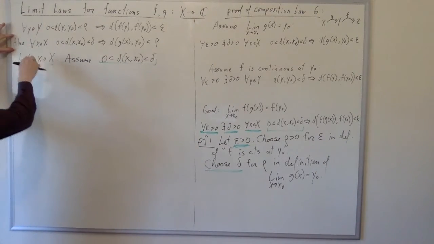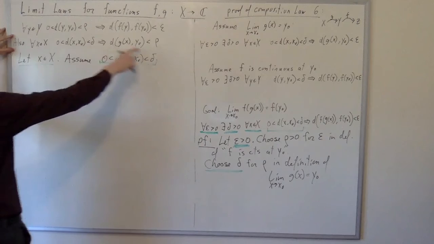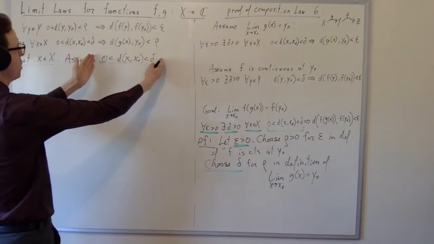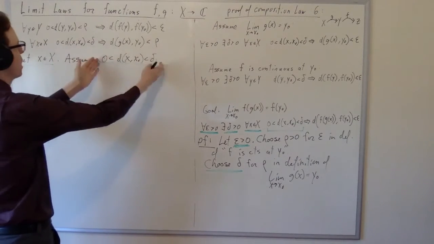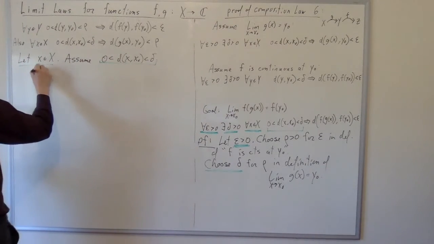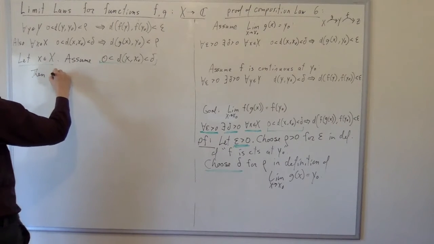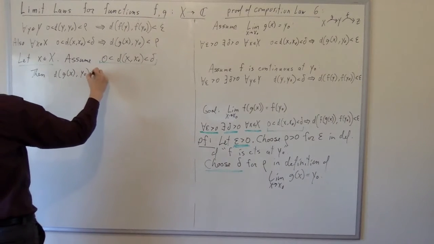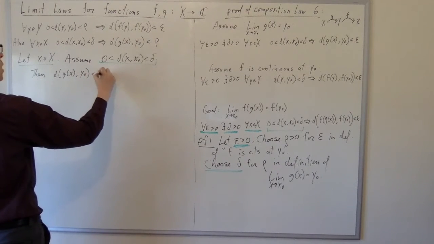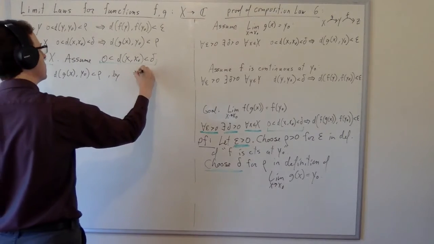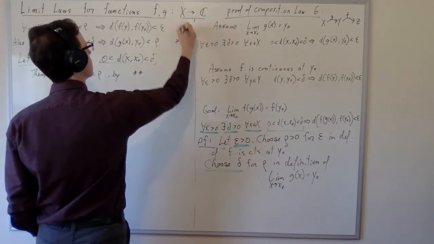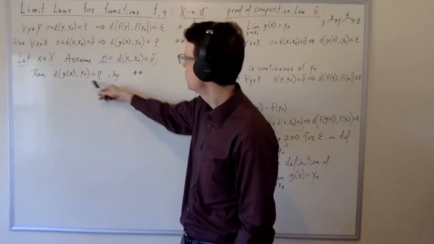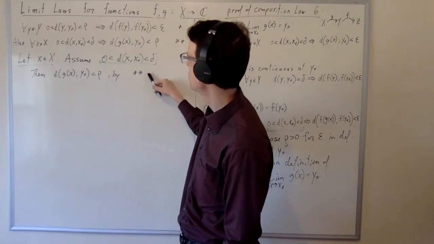So notice that I have, by the choice of delta depending on rho, this statement, this implication, and I also have now assumed the left-hand side of it, and so I should conclude this. So then the distance between g of x and y naught is less than rho by, and let's call this double star, where this one will just be star. So this indicates that the distance between g of x and y naught is necessarily less than rho.